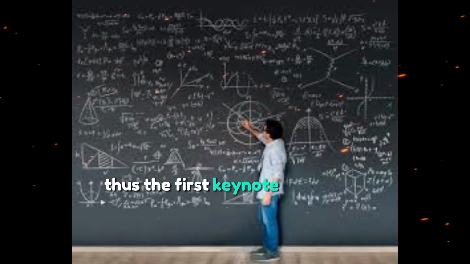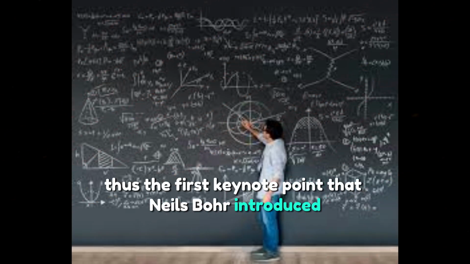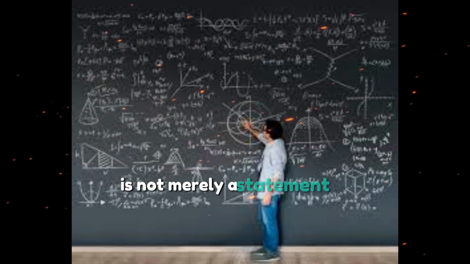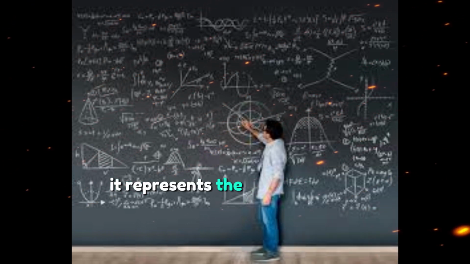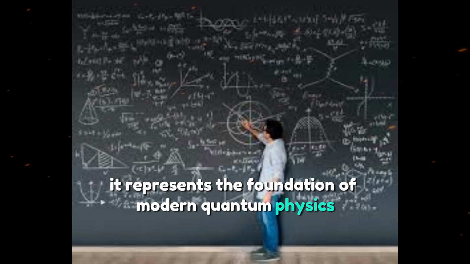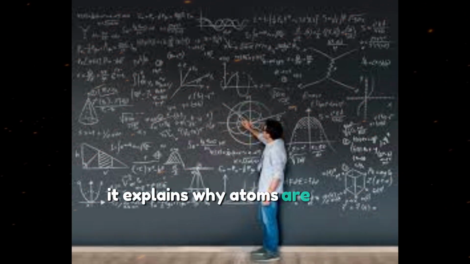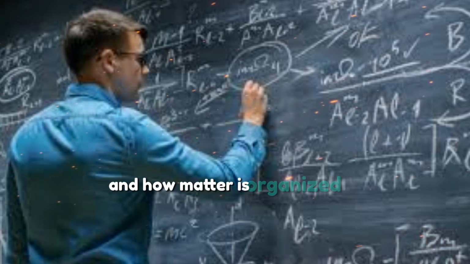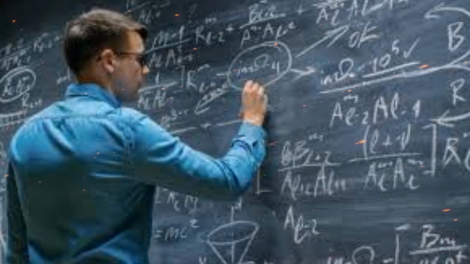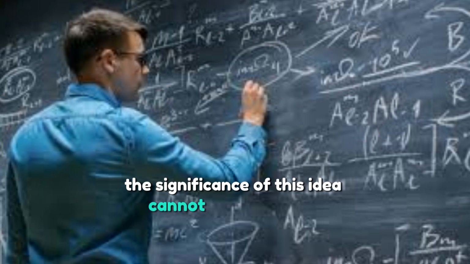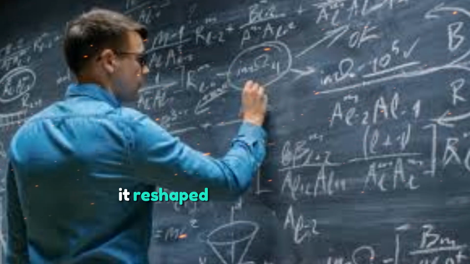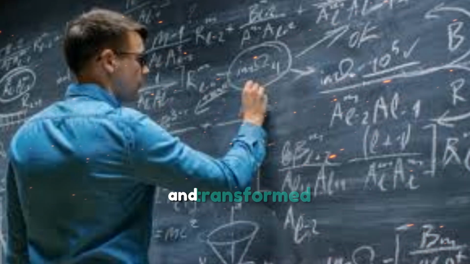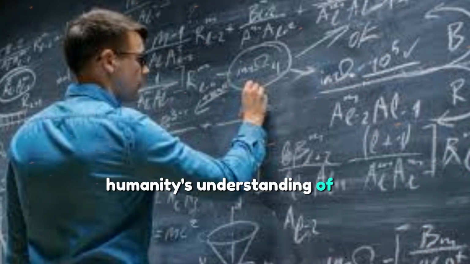Thus, the first keynote point, that Niels Bohr introduced the concept of quantized electron orbits, is not merely a statement of fact. It represents the foundation of modern quantum physics. It explains why atoms are stable, how they emit and absorb light, and how matter is organized on its smallest scale. The significance of this idea cannot be overstated. It reshaped scientific thought, empowered technological development, and transformed humanity's understanding of the universe.